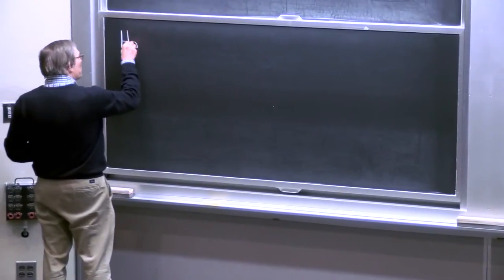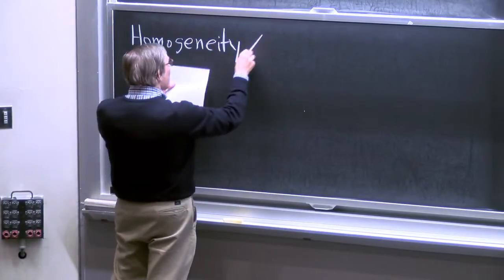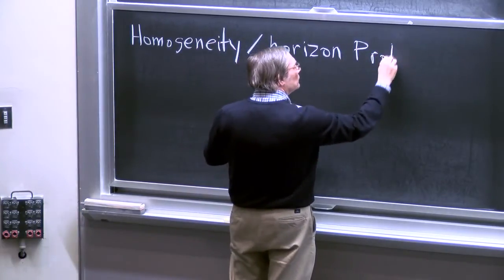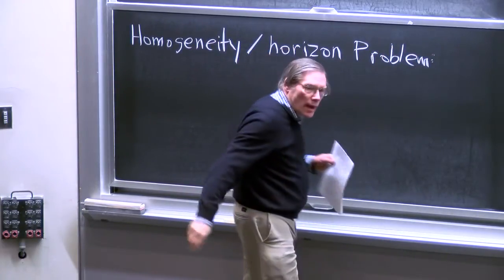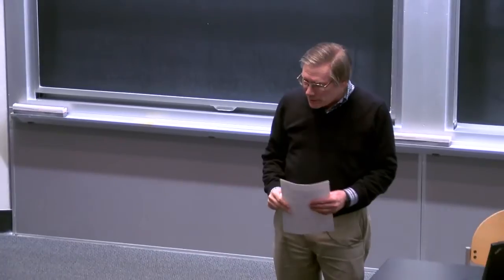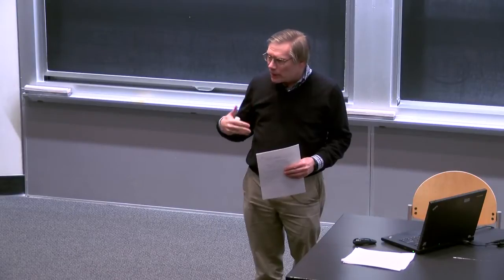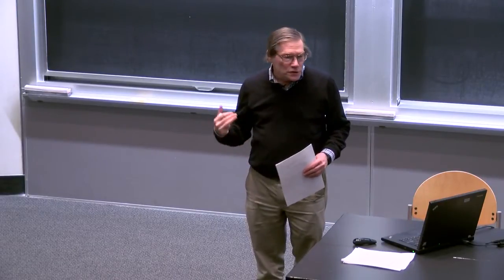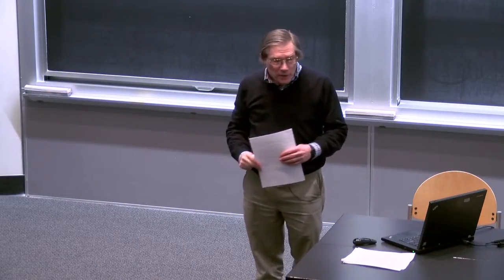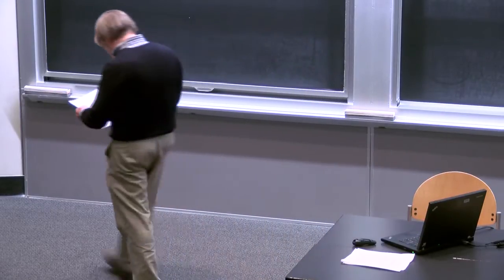So the first of 3 is sometimes called the homogeneity or the horizon problem. And this is the problem that the universe is observed to be incredibly uniform. And this uniformity shows up most clearly in the cosmic microwave background radiation, where astronomers have now made very sensitive measurements of the temperature as a function of angle in the sky. And it's found that that radiation is uniform to 1 part in 100,000, 1 part in 10 to the 5.